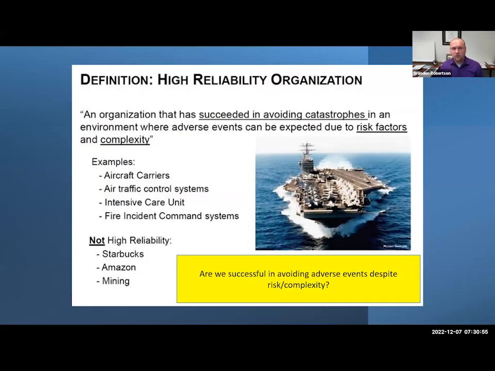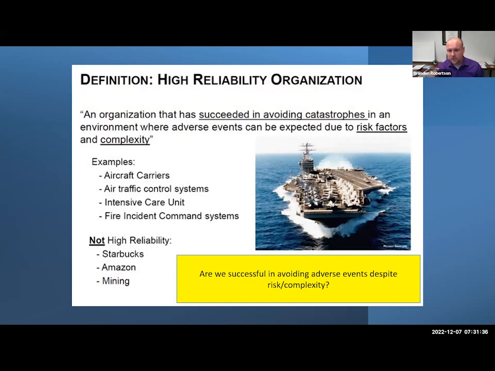If you haven't heard the term highly reliable, I want to challenge you to understand a little bit more about that. I'll only scratch the surface here, but it's an organization that has succeeded in avoiding catastrophes in an environment where adverse events can be expected due to risk factors and complexity. That's the definition of highly reliable. So when an aircraft carrier is traveling down the sea at however many knots they travel, and a fighter jet is trying to land on it, adverse events can be expected due to risk factors and complexity, right?